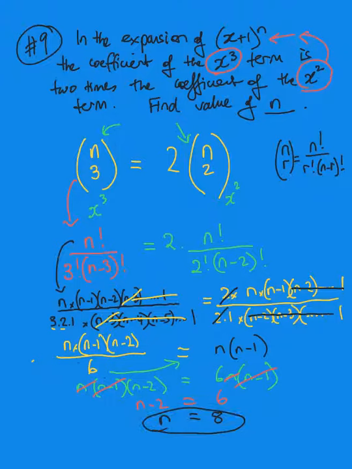So really, the value of n is 8, so we're looking at row 8. For that to be the case, we must be looking at x plus 1 to the power of 8. And that is your answer.